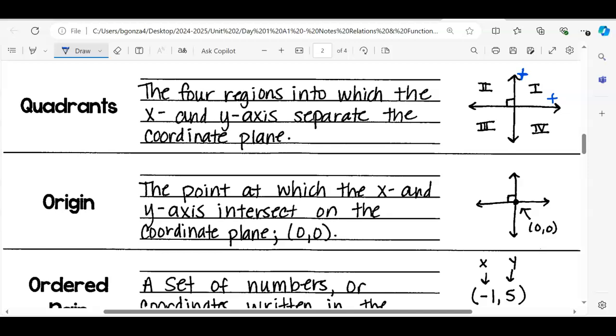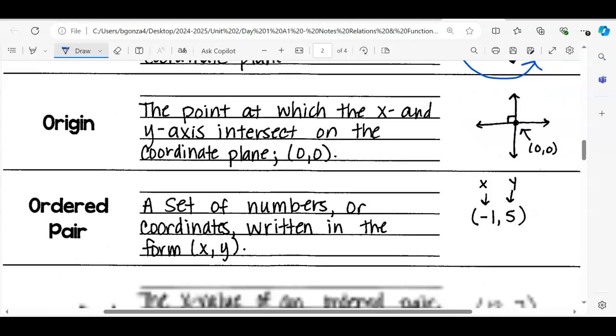That's number 1. And then you go counterclockwise. Number 2 is the top left, number 3 is the bottom left, and then number 4 is the bottom right. Those are your quadrants. If you ever have a question, just remember, double positive is 1, and it's like you're drawing a C from there.